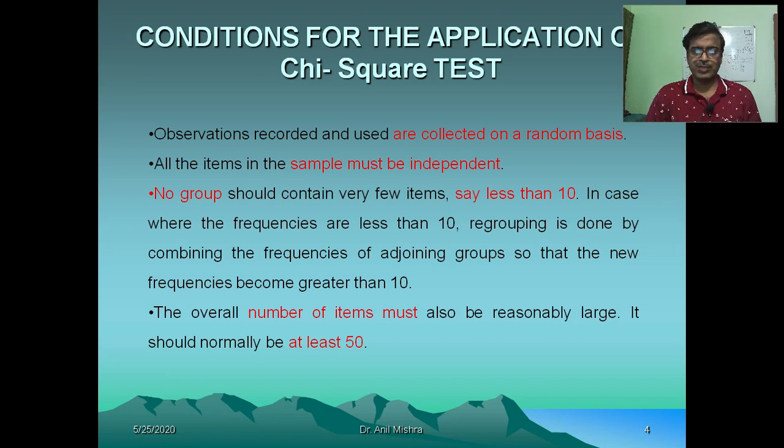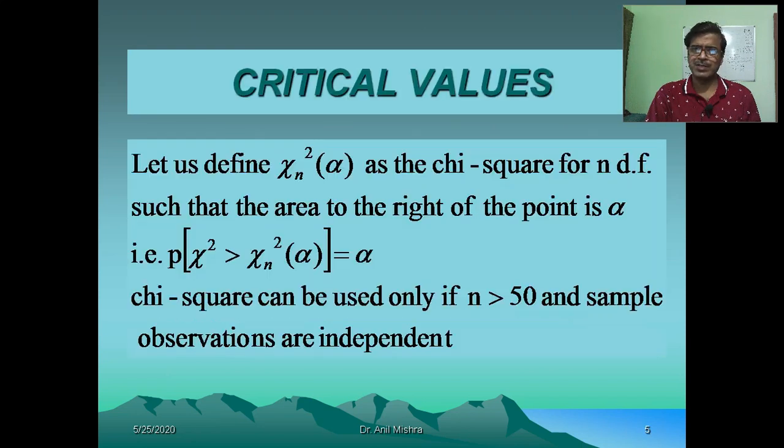And the next most important point, the number of items required, that is the sample size, will normally be at least 50. So we take the standard component to be 50. At least 50 data points must be there. Otherwise, we can calculate it, but the interpretation is not so accurate, right?